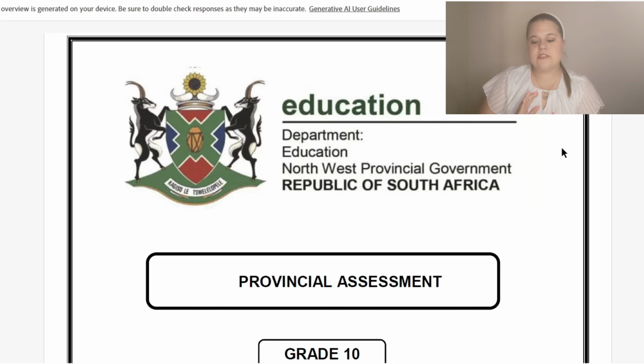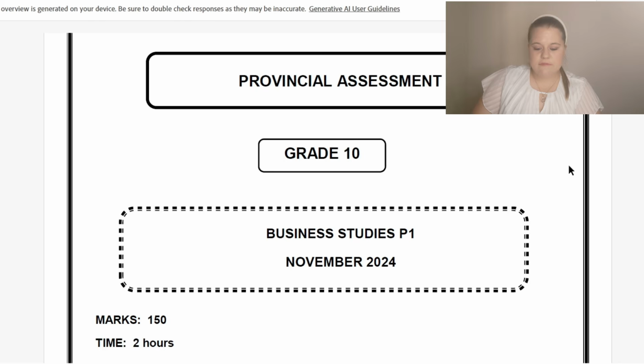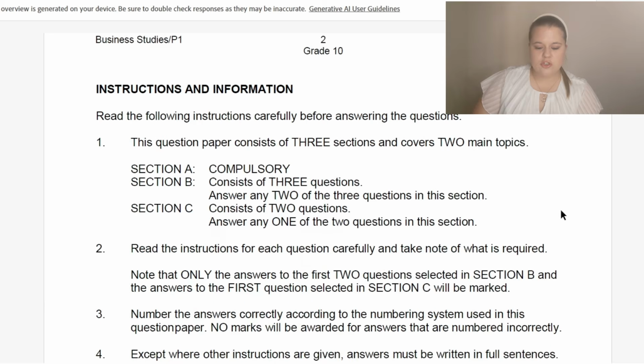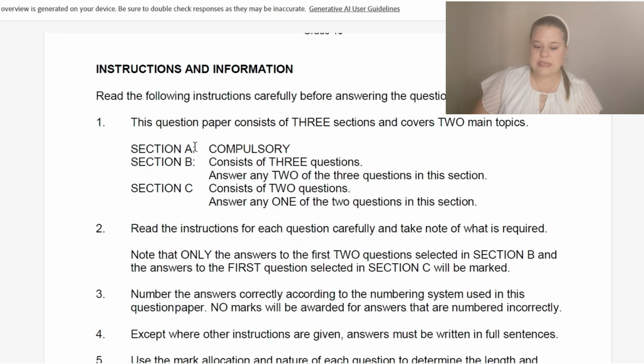All right, so this is a Northwest Provincial Government paper for Grade 10. I struggled to find one, so I was able to find this one, and I will also link it down below. So we have Business Studies, Paper 1, November 2024. It's a 2-hour paper, which is a bit of a difference from June, and it's 150 marks, also a bit of a difference from June. Scrolling down, you will see here again, Section A is compulsory.